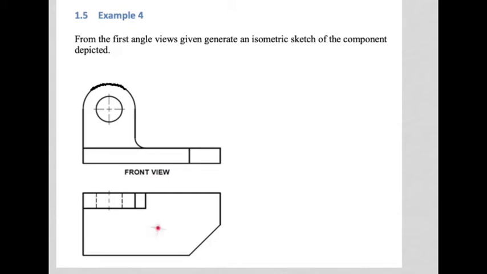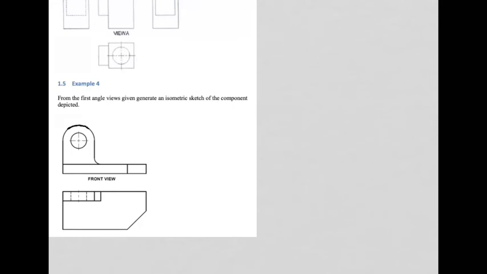Here we are given just 2 views in first angle and we must generate the isometric sketch. So once again, stop the video here and make an attempt at that. First step is to set up 2 construction lines, both at 30 degrees to the horizontal.